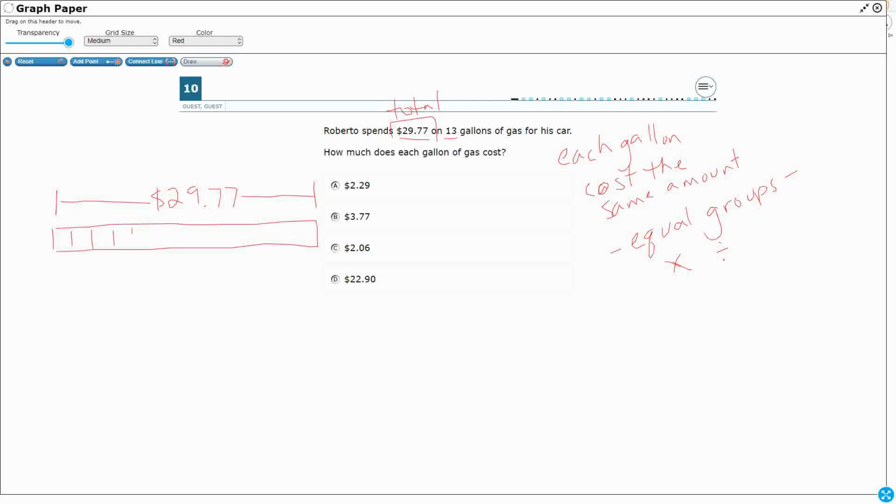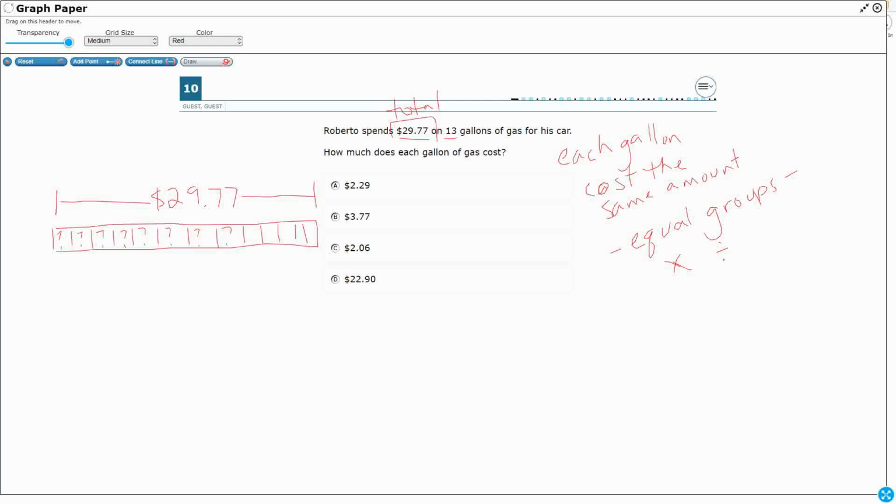1, 2, 3, 4, 5, 6, 7, 8, 9, 10, 11. Oh, ran out of room. 12. But the 12 lines means I've got 1, 2, 3, 4, 5, 6, 7, 8, 9, 10, 11, 12, 13 sections. So pretend those are all equally spaced apart. That's my strip diagram, showing me that I'm looking for the price of each of these little chunks.